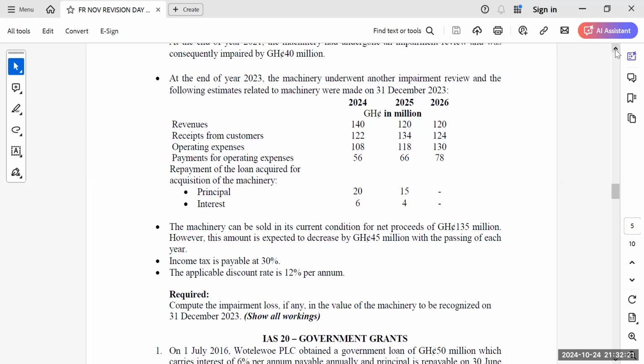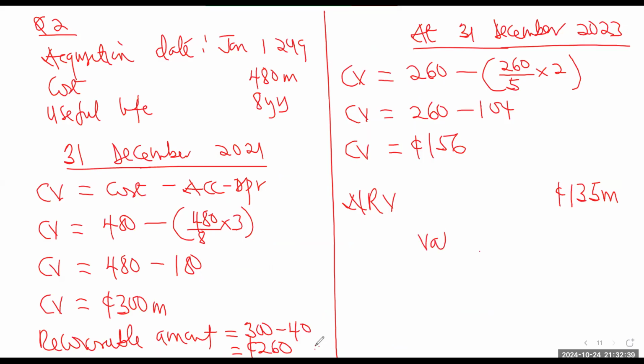So what are we going to be using over here? Our cash inflow will be receipts from what? Receipts from customers. That is the actual cash that we are receiving. So let's determine our value in use. Our value in use now will be determined like this. So we have 224. Cash flows are assumed to arise at the end of every year, isn't it?